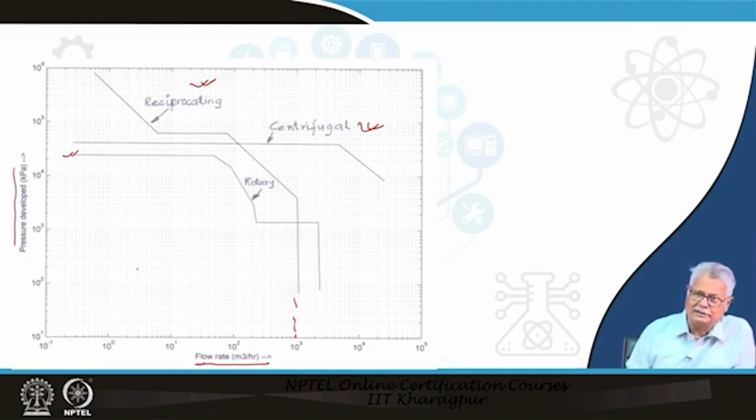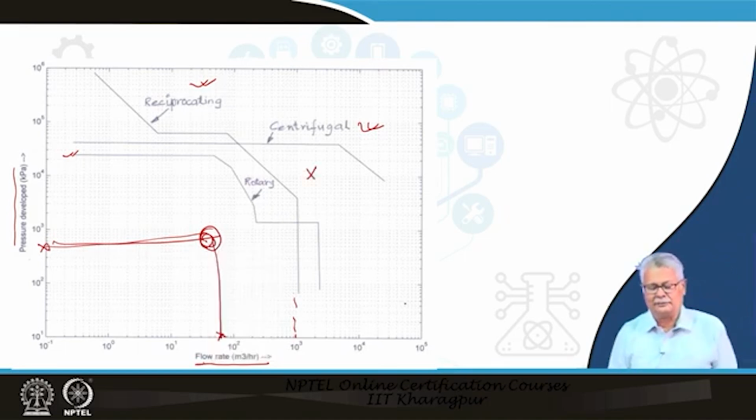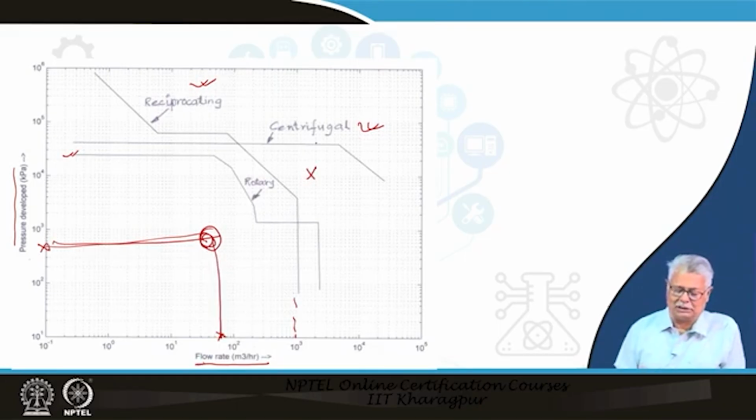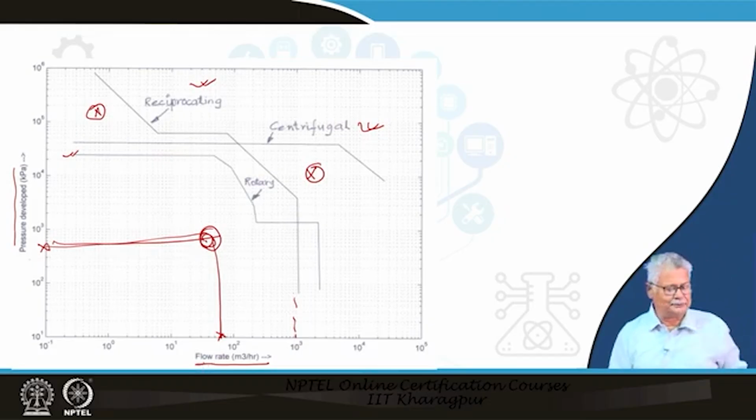So, if you know your service that you require, if you know your flow rate, if you know your pressure that is required for your flow, you simply locate your point and see which type of pump can serve you. This particular location is somewhere which could be served by all three types. If it is here, possibly in that case you are going to go for a centrifugal pump. If it is here, everyone can say clearly that you require a reciprocating pump, because the pressure developed compared to the flow rate is much higher.